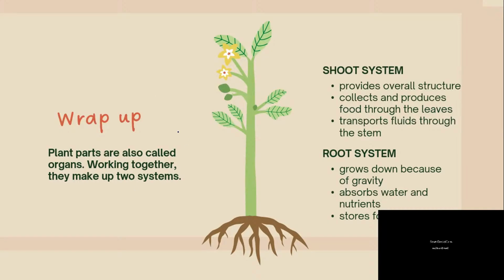And then we said that the shoot system, on the other hand, provides the overall structure of the plant, and it also produces food through the leaves. It transports fluid through the stem, and it also produces fruits by the presence of these flowers. All right. So if you have any questions, please feel free to ask. This about sums up our discussion on plant structure and function.